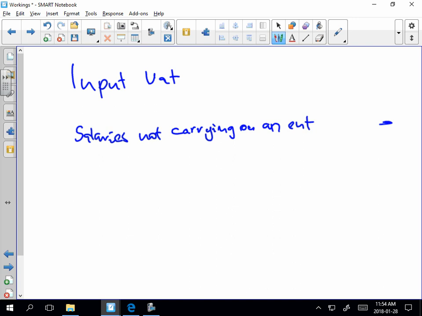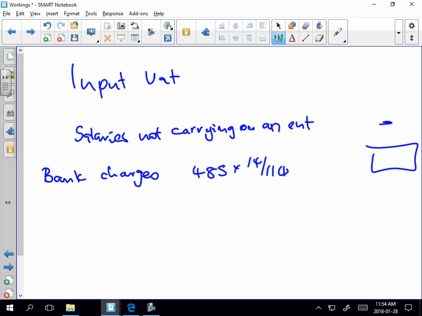Bank charges. Are these financial services? Not financial services, sorry. Okay, so therefore input VAT can be claimed: 485 times 14 over 114. Issuing a checkbook, not financial services, right? The service that the bank offers you, not a financial service. If they give you money, that's a financial service. If they charge you interest, that's a financial service. Does that make sense? Drawing up a loan, that's a financial service.